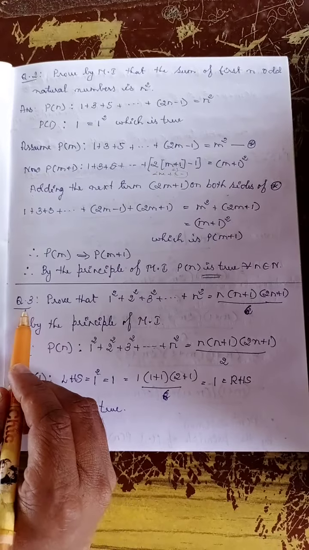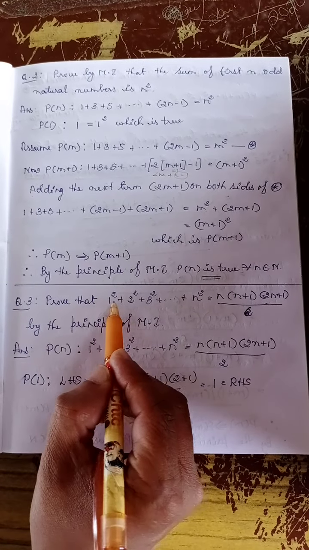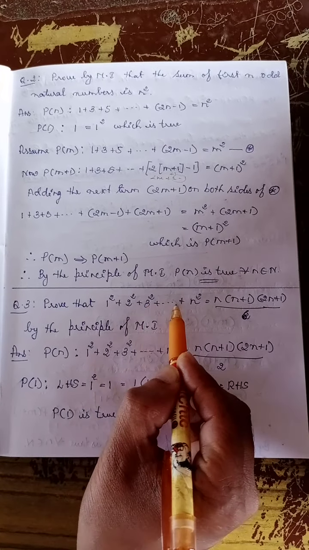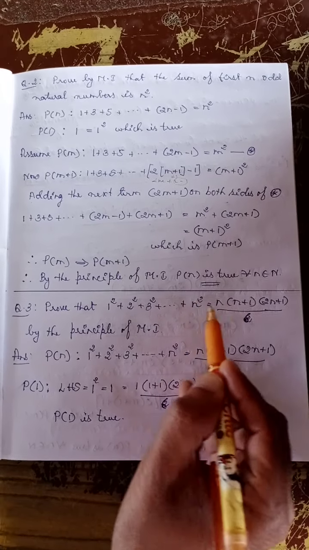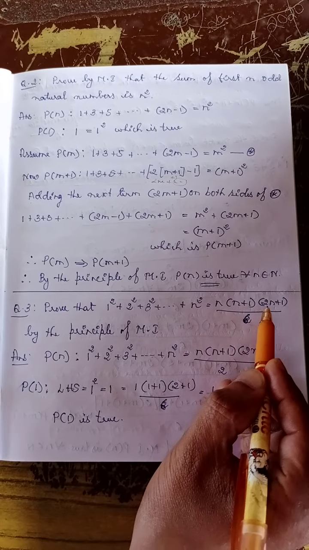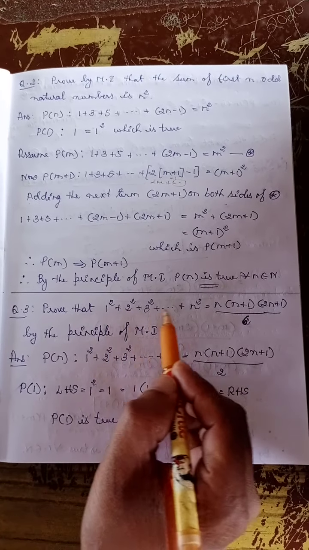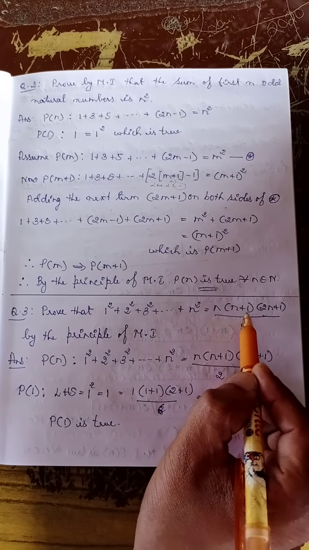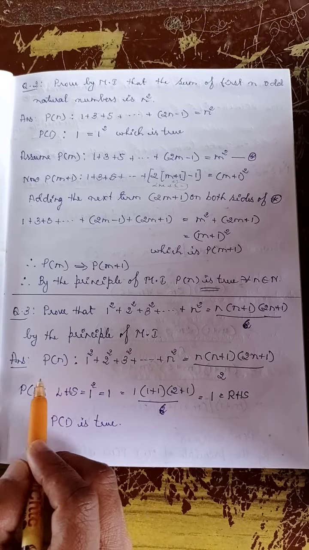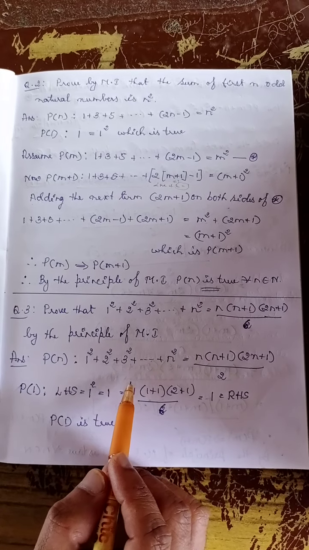Now we can see the next question, number 3. Prove that 1 square plus 2 square plus 3 square plus etc. plus n square is equal to n into (n plus 1) into (2n plus 1) divided by 6. That is, the sum of the squares of natural numbers is equal to n into (n plus 1) into (2n plus 1) divided by 6, by the principle of mathematical induction.